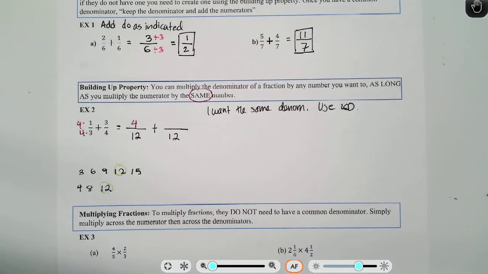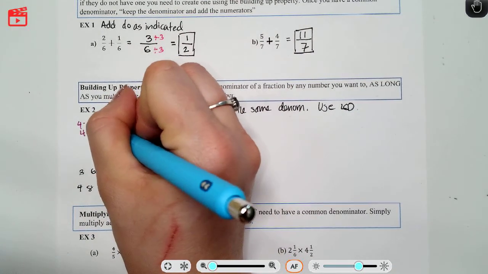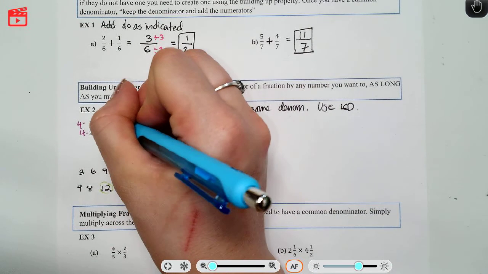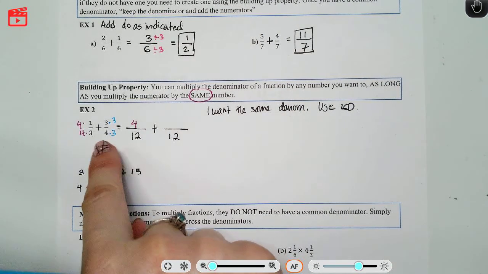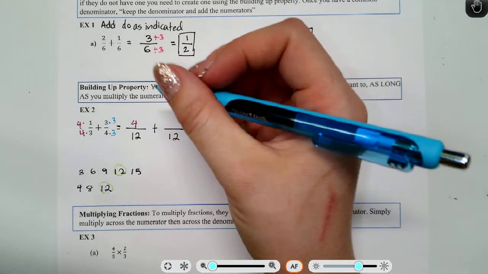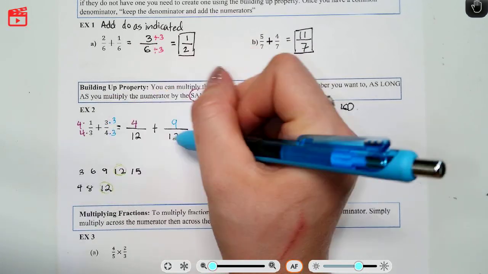Okay, we're going to do the same thing to the 4. What do we multiply 4 by to get 12? Well, we'll multiply it by 3. And then, with the building up property, I have to multiply the top by 3 as well. We cannot just multiply the bottom by 3. We have to multiply the top and bottom to balance things out. So 3 times 3 is 9, and 4 times 3 is 12.